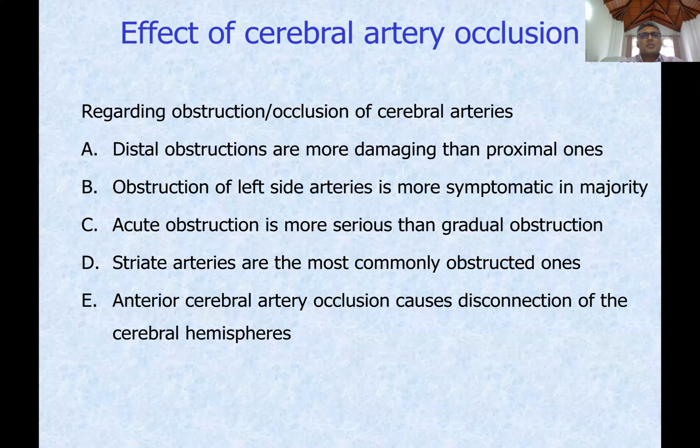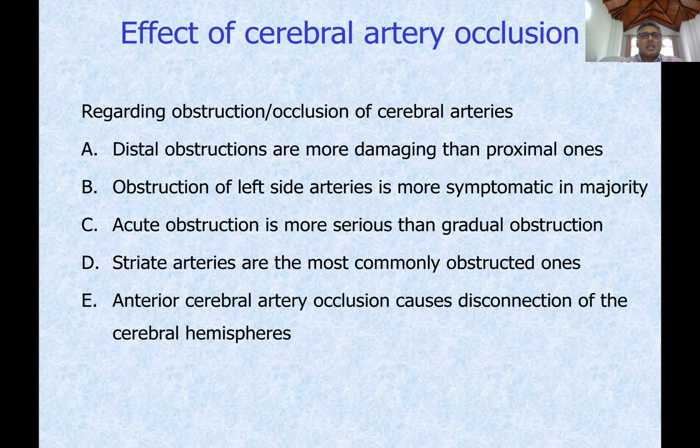Now, regarding obstruction or occlusion of cerebral arteries, distal obstructions are more damaging than proximal ones. I said the distal ones, which are beyond the subarachnoid space, in the substance of the brain, don't have a collateral circuit. They don't have anastomosis with other vessels. So they can be more dangerous than blocking an artery proximally, because proximally you always get blood from the collateral supply.